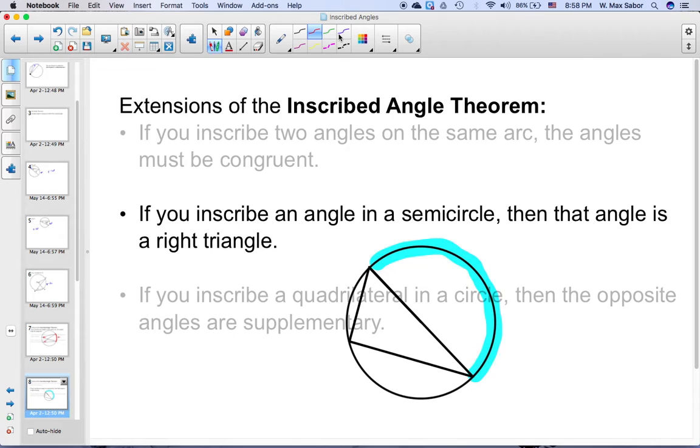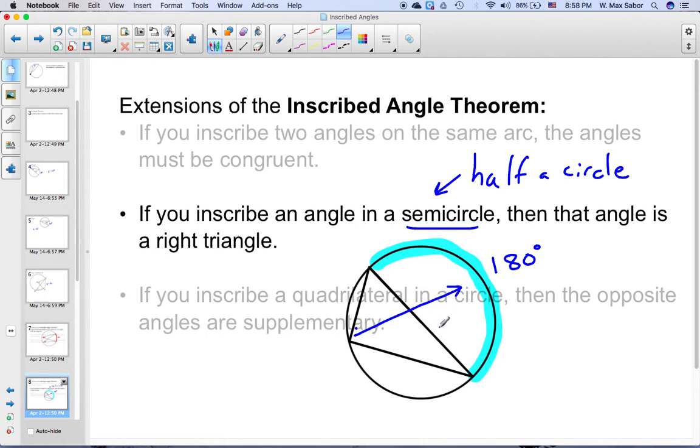If you inscribe an angle in a semicircle, which is half a circle, then that angle is a right angle. So here, if this is half a circle, if this is 180 degrees, and this angle looks at that 180 degrees, it's going to be half of it, making it a 90-degree angle.